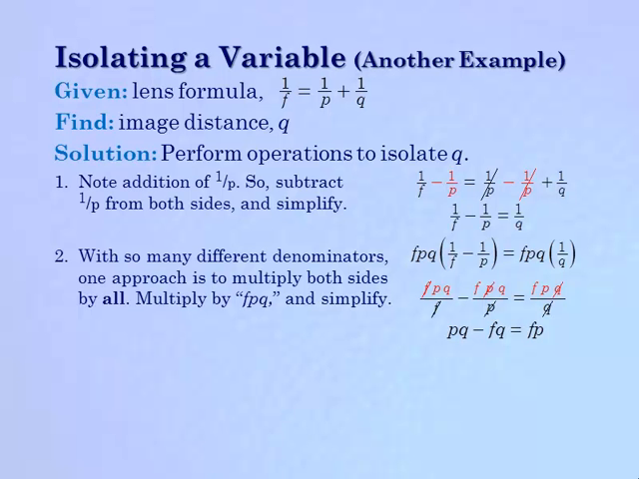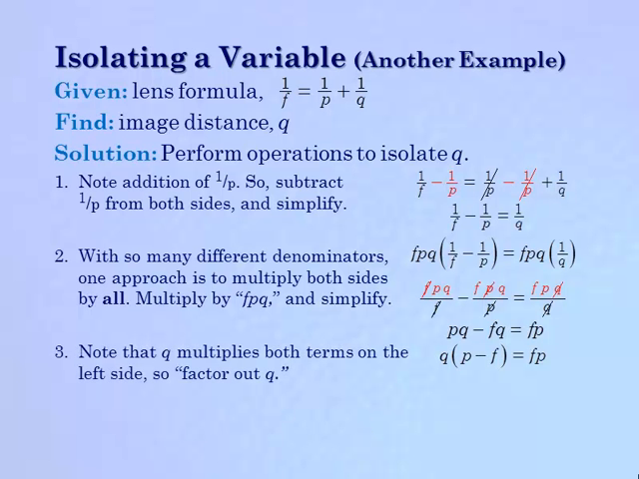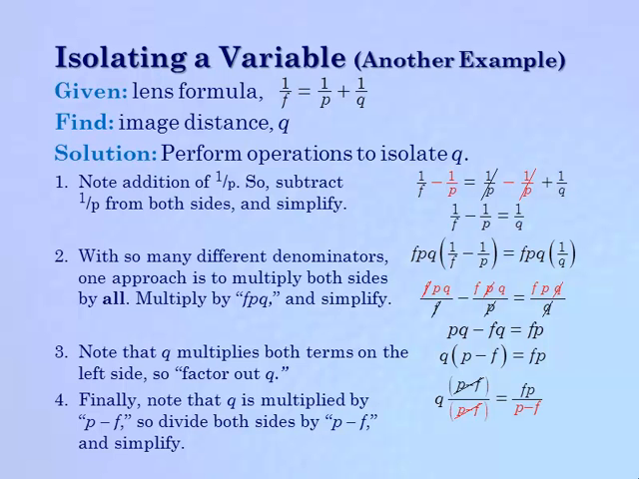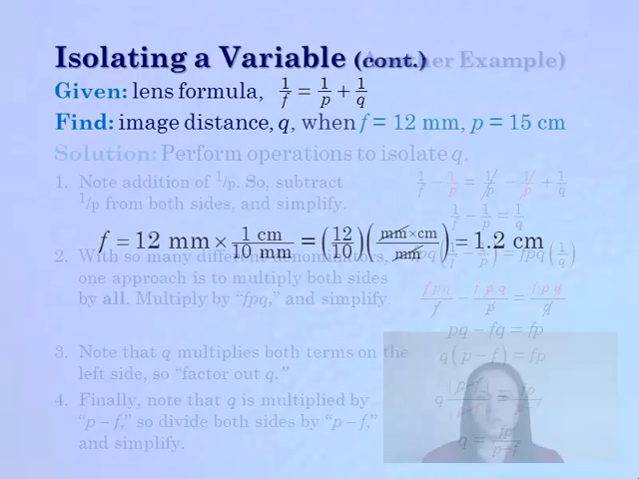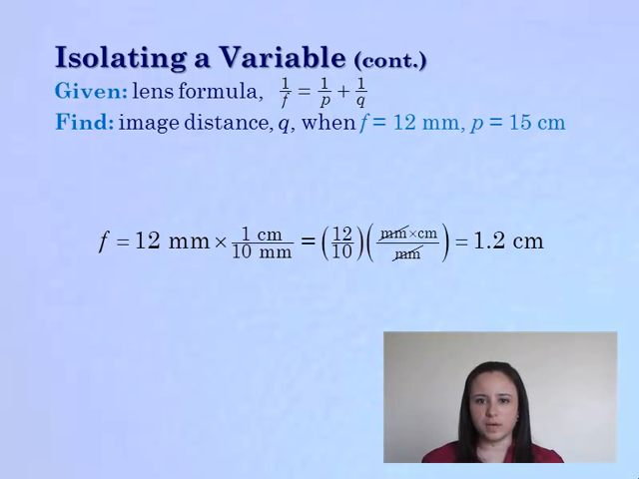So now to isolate Q, we have Q multiplied by this expression, P minus F, so we can divide both sides by P minus F, which will cancel the P minus F on the left side, leaving us with just Q, and on the right side we have FP divided by P minus F, and so we've done it. We've isolated the Q in that complicated expression. So let's see if we can try it out with some numbers now.